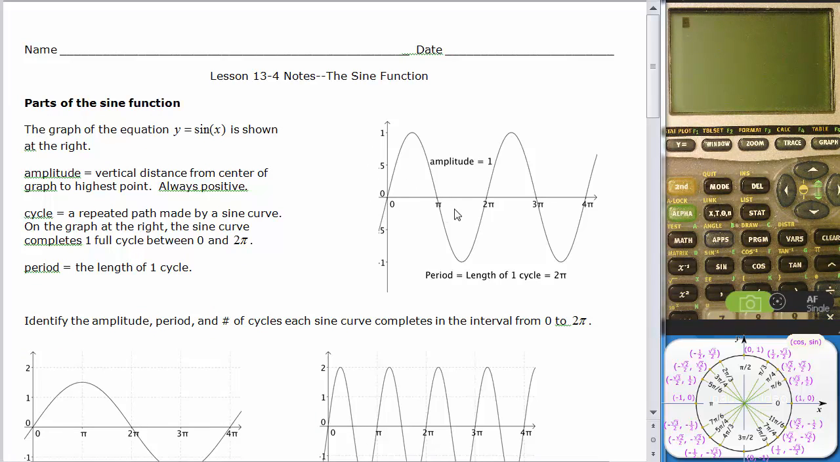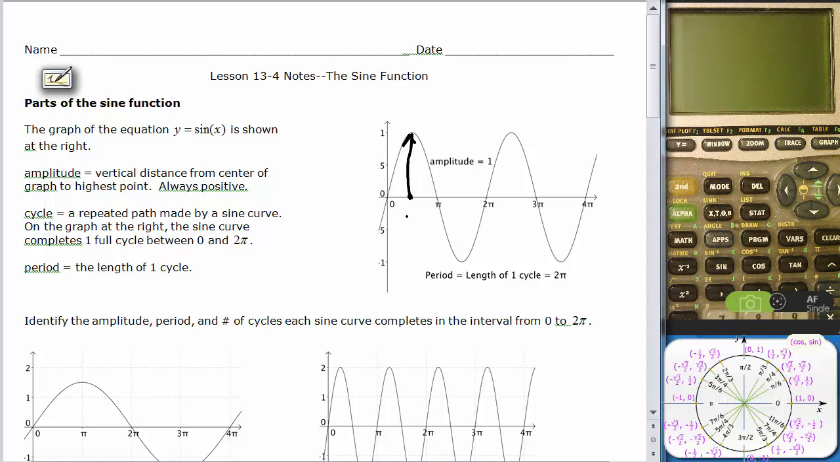The amplitude of this graph is the vertical distance from the center of the graph to the highest point. We typically measure the amplitude basically from here straight up to the highest point. So this is what we call the amplitude, which is 1. Amplitude is always a positive value. Amplitude is not the height of the entire shape, as that would go all the way down to here, and that height would be 2. So we just say the amplitude is half of that height, which is 1.